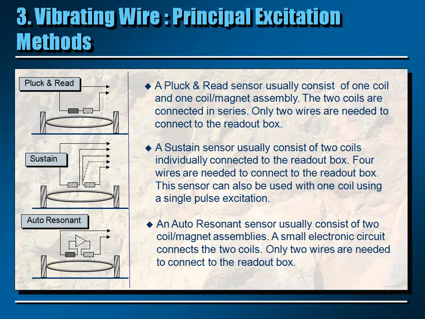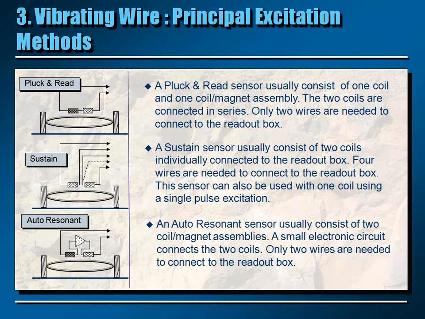The second method is the sustain method, and this is the method followed by the Telemac sensors. In that case, the two coils are separated. Both are connected to two wires each, and so you have two independent circuits. One coil or one circuit will be used to always excite the wire, and the other one will be used to read the vibrations in the wire. So this can be done at the same time and in a continuous way.